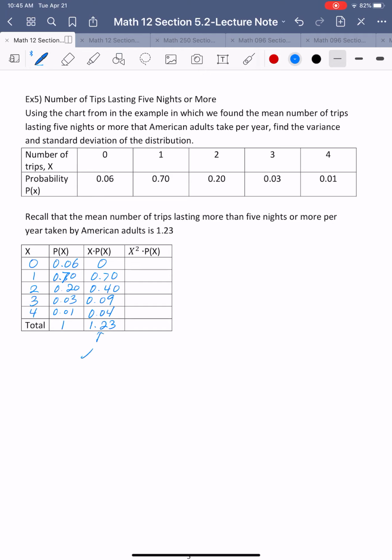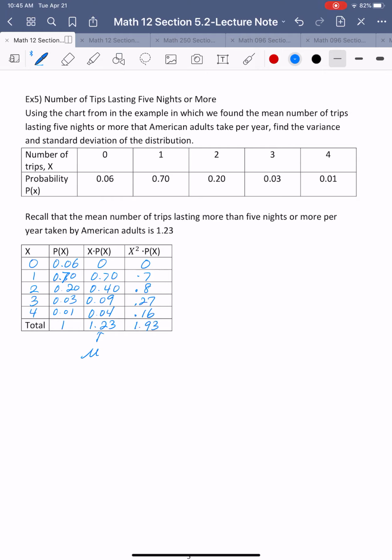So this was the mean, right? And then you square the x's times P of x, so you squared all the x's, okay? So you got 0, 0.7, 0.8, 0.27, and 0.16, and you got 1.93.